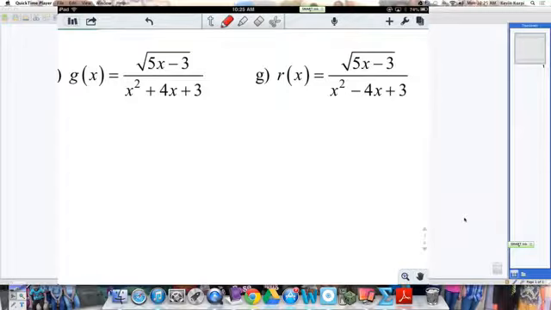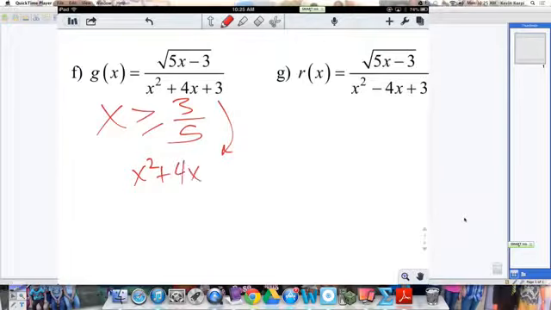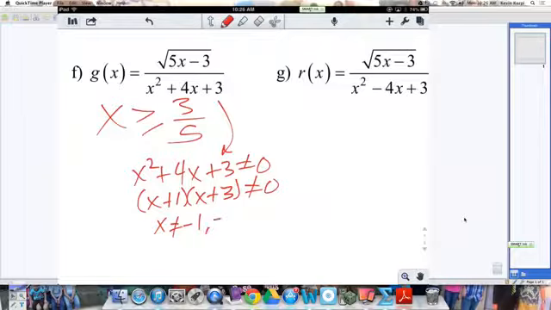All right. So on the next two, the domain of the radicand was still greater than or equal to 3/5, right? What's different is the way it's factored. So on the bottom down here, I'll put the denominator for part F and say it can't be 0. That factors into x plus 1, x plus 3. And so we get x can't be -1 nor -3, right? But we only have to exclude them if they're greater than 3/5. Are either one of those greater than 3/5?